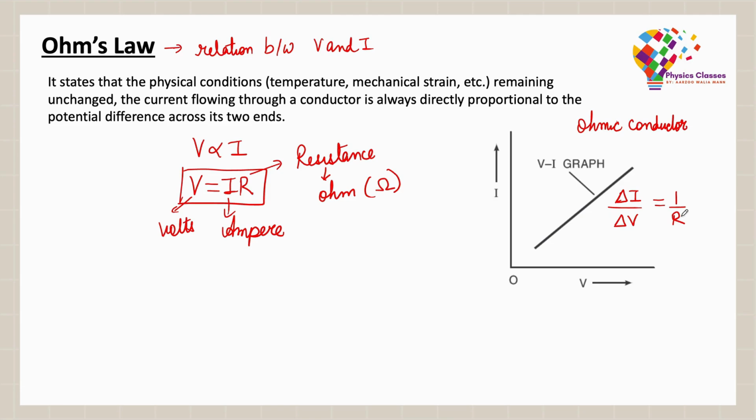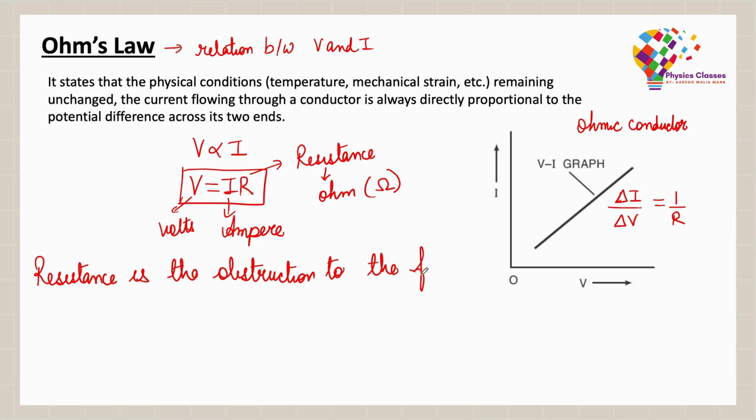Now, what exactly is this resistance? Resistance is simply the obstruction to the flow of current. Your current is trying to flow, but it collides with the other electrons and also with the positive charges, so the path of the charge is obstructed, and this is what resistance is. So resistance is the obstruction to the flow of current.